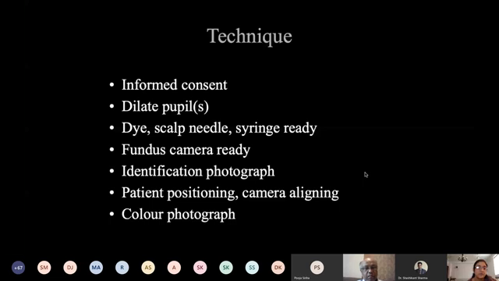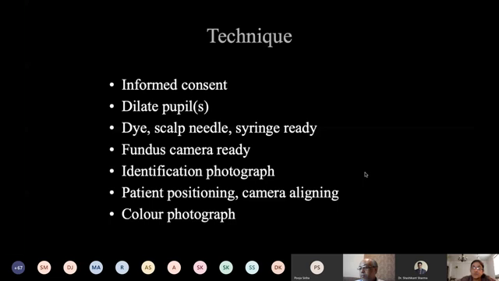Sometimes, for patients who do not have a file number, it's a good idea to do an identification photograph, which will help you to know which patient this FFA belongs to. You must check the patient positioning, that he is comfortable, because during the procedure it may be a little difficult to change the position. And then, of course, for the color photograph, you have to check the focusing and the illumination that you are using. All that needs to be checked before you plunge into an FFA finally.